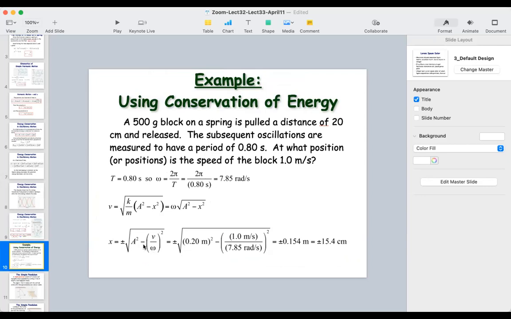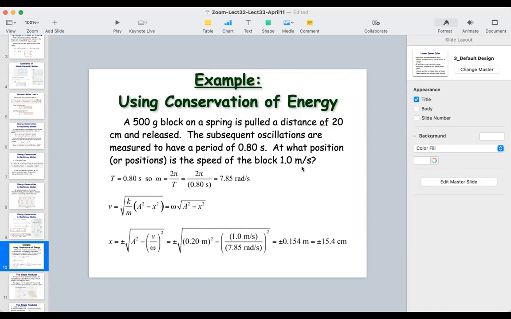And at this point, we know the amplitude, which is not in centimeters. We have to convert it into meters. So 0.20 meters squared minus, here the speed is 1 meter per second, so 1 meter per second divided by omega that we just calculated before, also squared. And so we have these two positions x where the speed of the block is 1 meter per second.